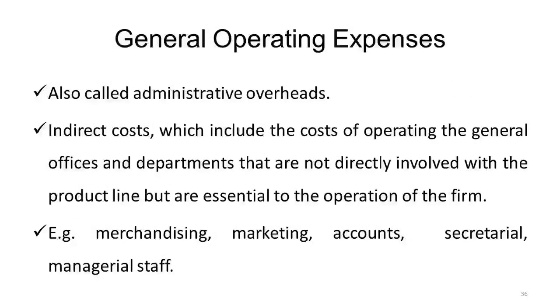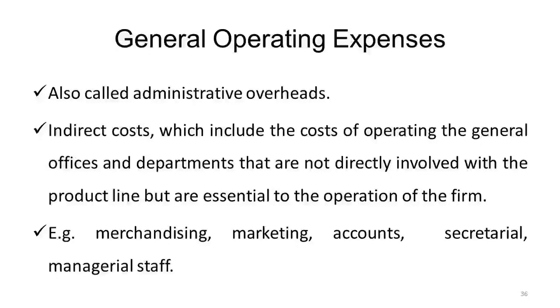And then we have general operating expenses. The general operating expenses, these are administrative overheads. So marketing, merchandising, accounts, secretarial, managerial staff, these are all general operating expenses. These are indirect costs. The amount of money that you pay to the merchandisers, to the marketing people, design people. These are all indirect costs because the salary that you're paying to them does not change with the daily production. So these are indirect costs, the general operating expenses.